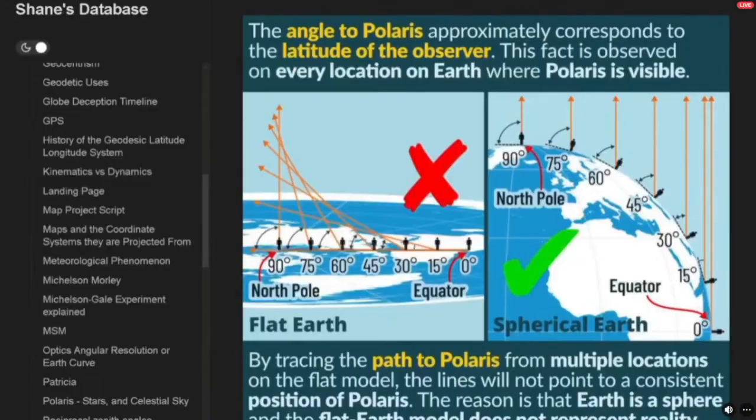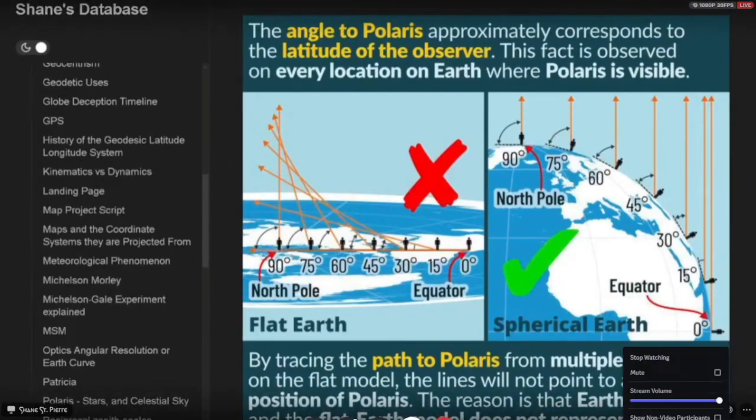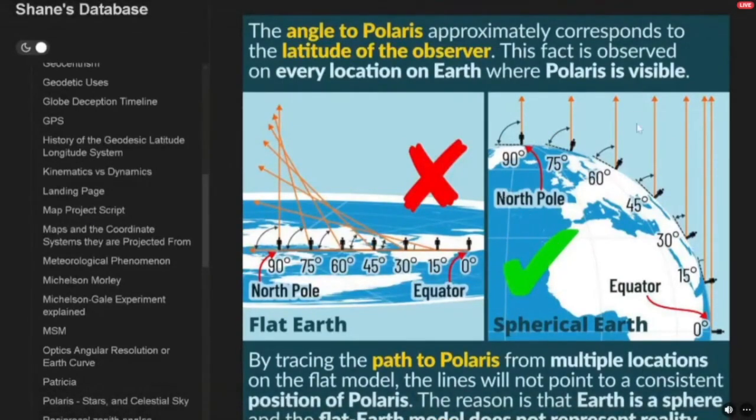So let's start by addressing the problem, the problem as they see it. They say that the angles to Polaris on a flat Earth approximately corresponds to the latitude. That's incorrect. Of course, when they say that the longitude wasn't invented until 1725, then I guess they must have known it a long time before then, since they navigated pretty well on their own. Anyway, they say this fact is observed every location on Earth where Polaris is visible. I would agree that apparent rate would definitely appear to be different. They're saying that it doesn't change. No, it definitely changes. They have the same angle. They just put it over 90 degrees.